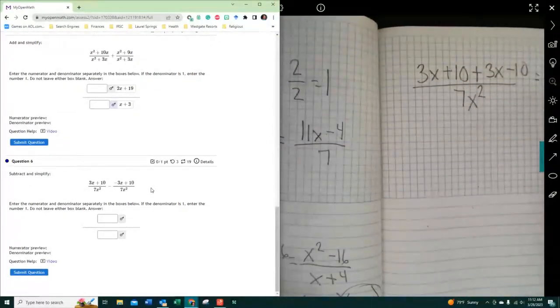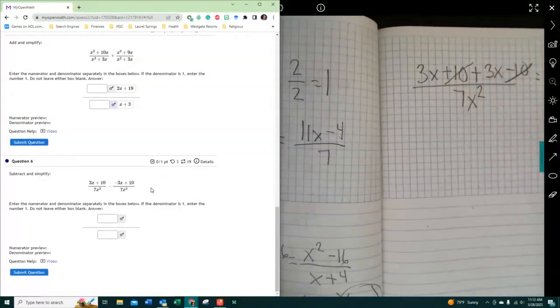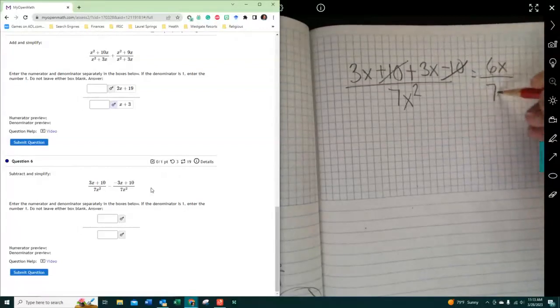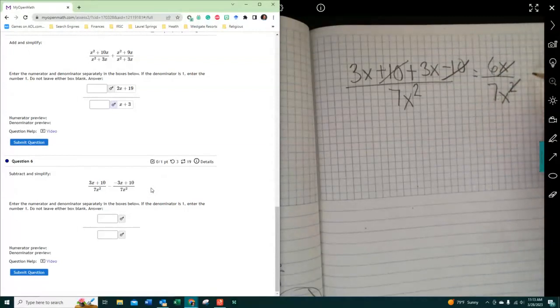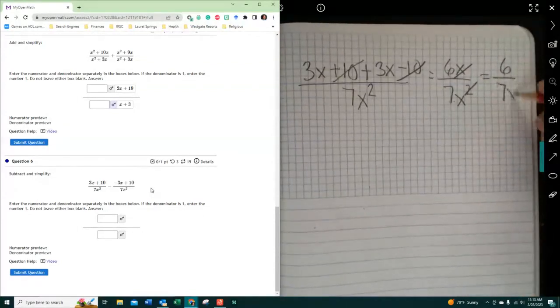That gives me 6x's. And then 10 knocks out negative 10. So that leaves me with 0, but I don't need to write that in. So I have now 6x over 7x squared. Now 1x takes out one of these x's, so that leaves us with 6 over 7x.